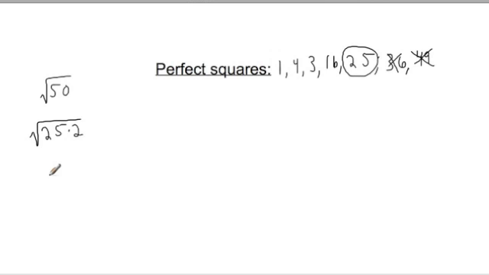That's 2. Next, I use the product rule. This says the root of a product is the product of the roots. So I can rewrite this as the square root of 25 times the square root of 2. The square root of 25 is 5, and the square root of 2 is not a perfect square. Since there are no perfect square factors of 2, this is now in simplest form. This is 5 times the square root of 2.